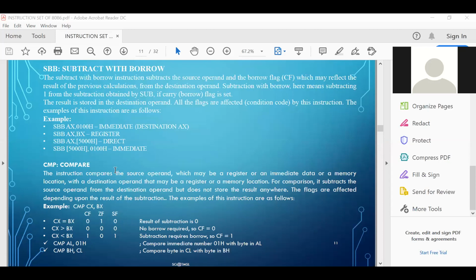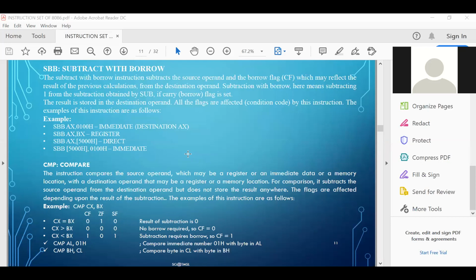Next is the compare instruction. All of you know the compare instruction is basically one type of subtraction operation, but what is the difference between subtraction and compare? In subtraction, there must be one result which will be stored inside the destination register, but in case of the compare instruction, it is subtracted but no result will be generated.